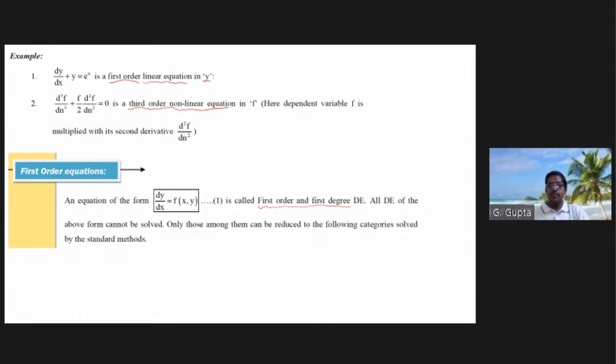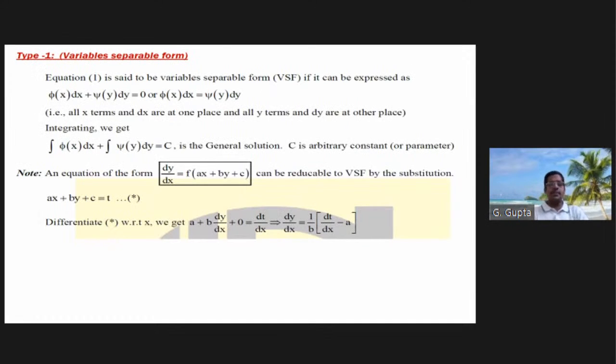See, the first one is type 1 method, type 1 category, variables separable form. The name itself is there. We are separating the variables. So these are ordinary differential equations, so we have exactly one dependent variable and one independent variable. Let us take dependent variable is y and x is independent, usually. So all y terms with dy are at one place, all x terms along with dx are at another place. Such arranging is called variable separable form of the given differential equation.